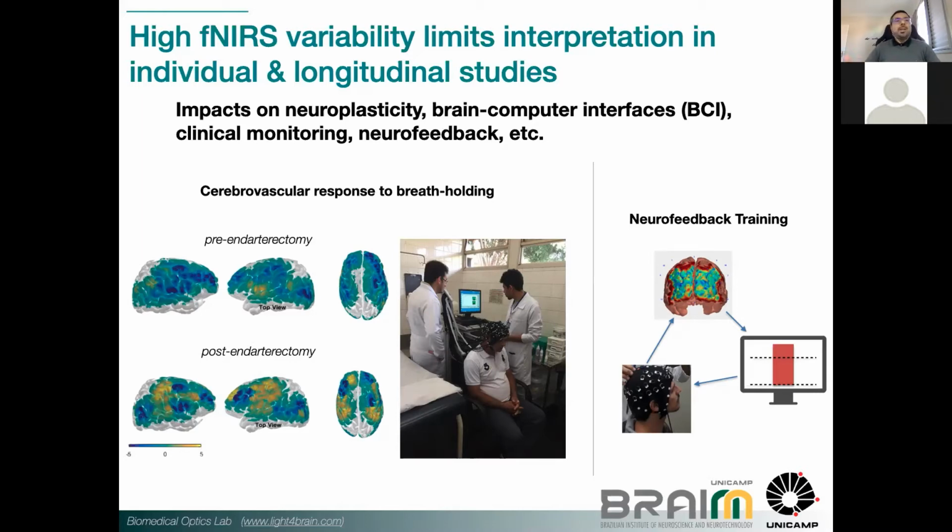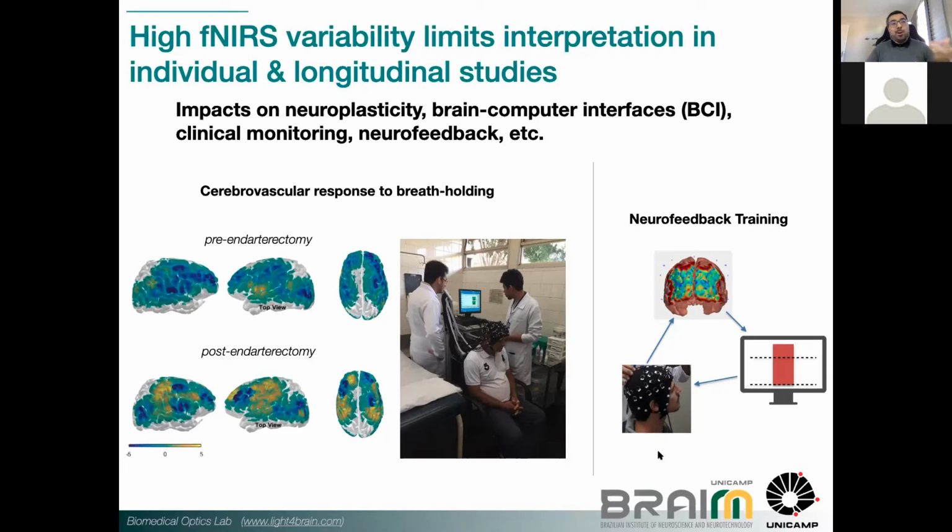So these are just two examples that we are very interested in doing in our lab, and the variability actually limits our conclusions, right? One is clinical monitoring. So we want to monitor patients in the clinic with a very specific disease, which is carotid stenosis, right? Which is just an occlusion in the carotid artery that brings blood to the brain. And these patients go under surgery, and we want to compare their vasoreactivity response pre-surgery and post-surgery, right? So in this case, it's a major change.